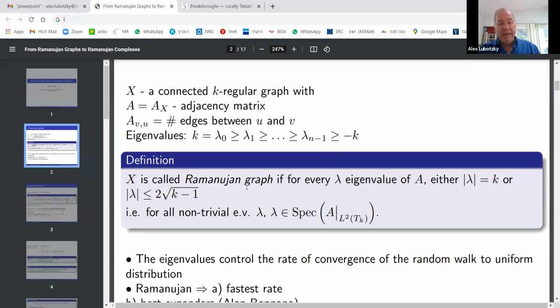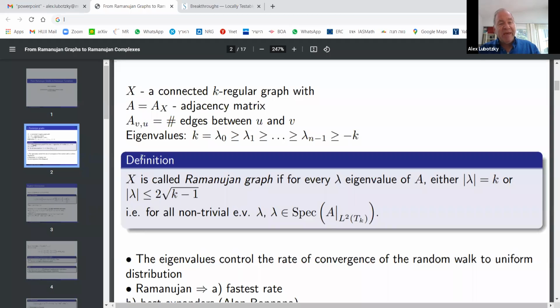Anyway, a graph X is called a Ramanujan graph if every eigenvalue lambda of A is either equal to k or minus k, namely the absolute value is k, or all the others are in absolute value bounded by 2 square root of k minus 1. You may ask where this number comes from, why 2 square root of k minus 1 is such a magic number. So here is a little hint.